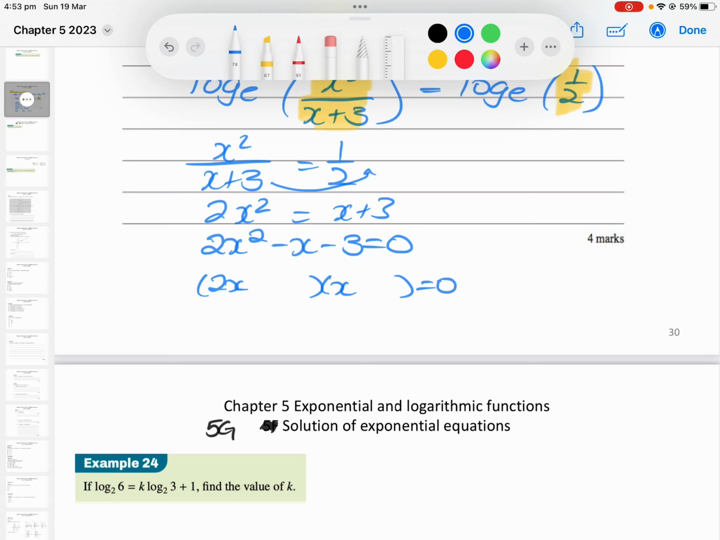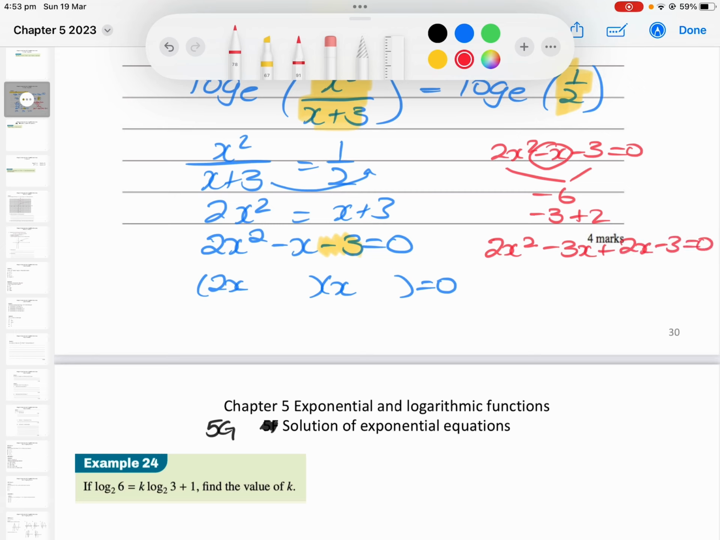Now, what you can do sometimes is just play around with the factors of -3 to see when it works. But probably the way you've been taught is you go 2x squared minus x minus 3. You do the first times the last, -6. And then we want factors of -6 that add to -1. So that's -3 plus 2. So we split it and go 2x squared minus 3x plus 2x minus 3 equals 0. Factorise what you can.